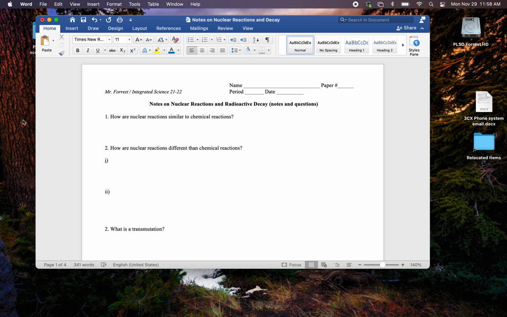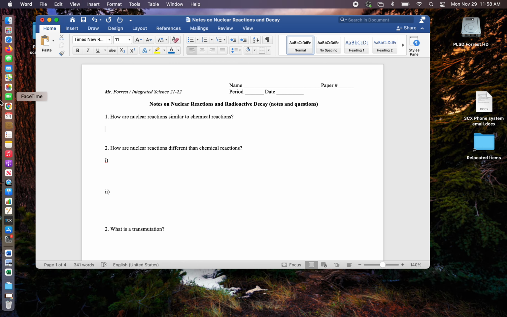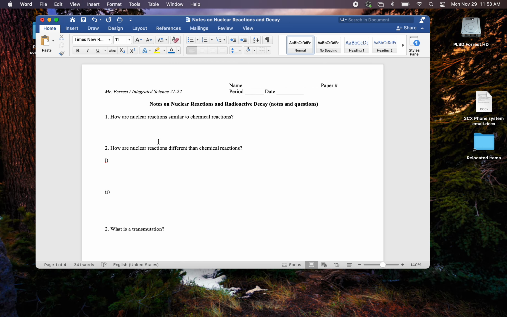So how are nuclear reactions similar to chemical reactions? I started off the day's discussion by asking, do you think we should be using nuclear materials? A couple of my classes gave some pretty thoughtful answers, but we might not know what those nuclear materials might be. Some people thought about bombs and weapons. Other people thought about things like nuclear power. So that led off the discussion.